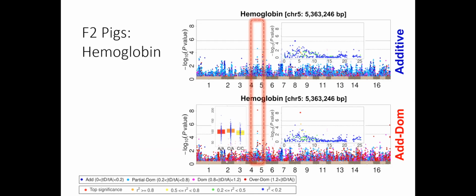On the top, you have the GWAS that you'd see if you just fitted a standard additive mixed model. And we have this sort of rectangle over the region of interest, and there's a little zoom in over here. When we fit the dominance model, okay, we get much more statistical significance.